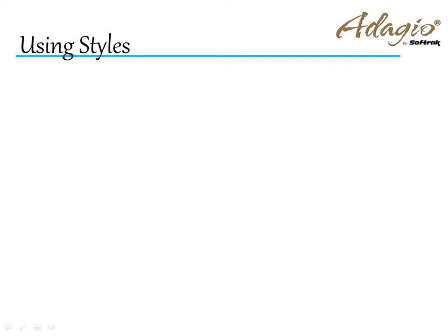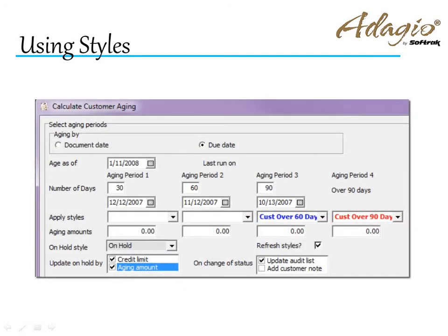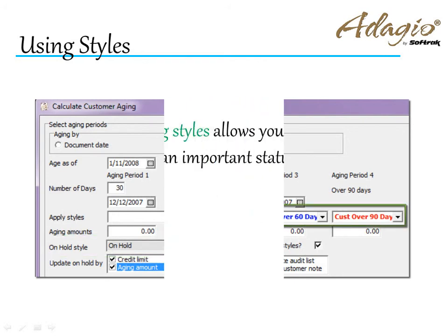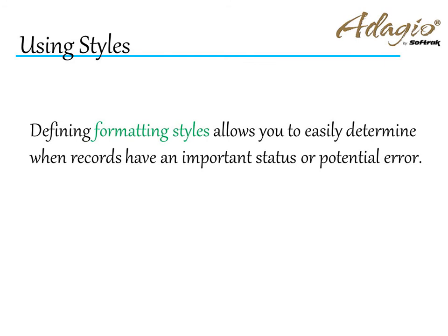There may be other processes that can assign styles to records outside of the Apply Styles function. One example of this is the Calculate Customer Aging function in Adagio Receivables, which can assign styles to customers if they are on hold or have an aged balance over a specified amount. Defining formatting styles allows you to easily determine when records have an important status or potential error.